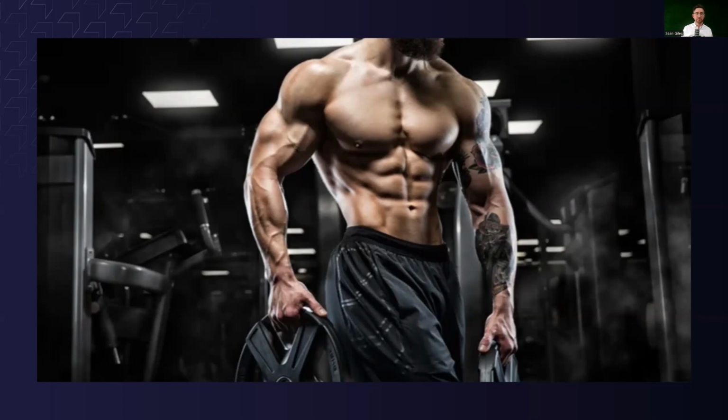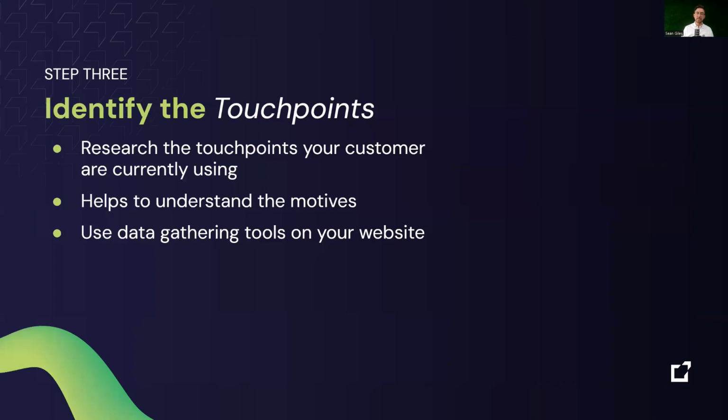Then step 3 is identifying the touch points. I mentioned this a little bit earlier, but you want to identify all of the touch points across the website which customers are currently using. That can be things like navigation, calls to action, forms, chatbots, anything that somebody is going to interact with through the process. You want to identify all those things, and this will help you to understand the motives ultimately.